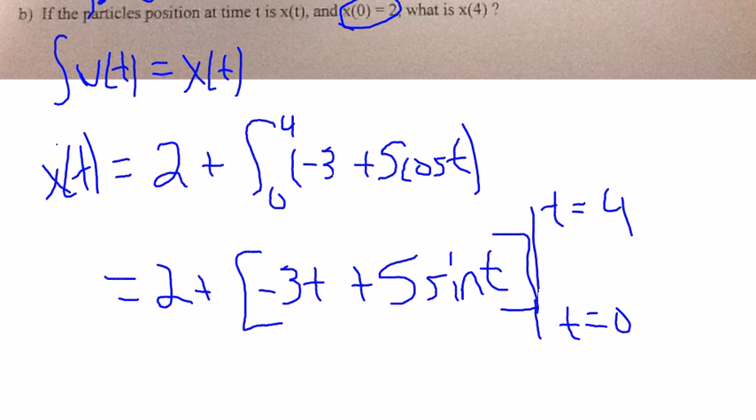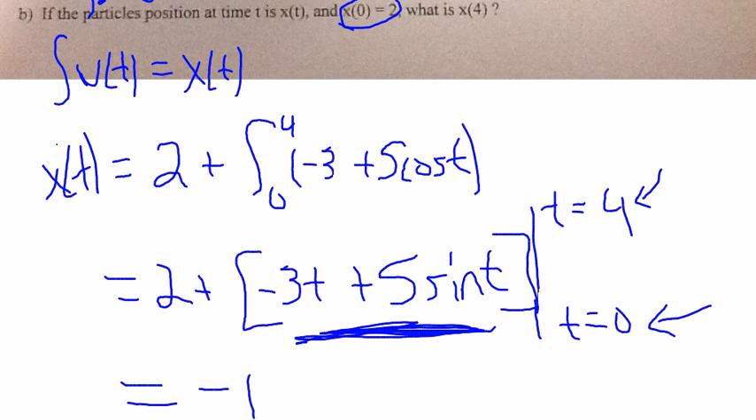So I'm just going to plug into my calculator this with 4 plugged into it, minus this with 0 plugged into it, which might be 0, I think it is, yeah. And then I'm going to add 2 at the end. When I do that, that gives me negative 13.784. And that's it for that one, because you do not have to do C.